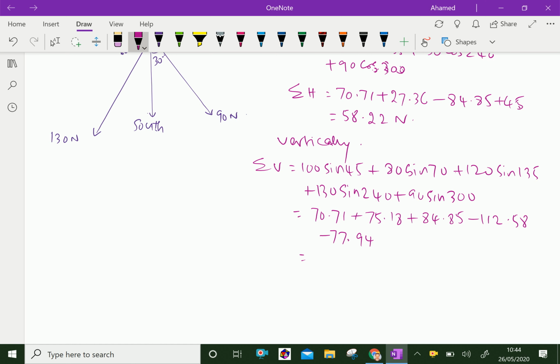Now let us add them. 70.71 plus 75.18 plus 84.85 minus 112.58 minus 77.94 equals 40.22.